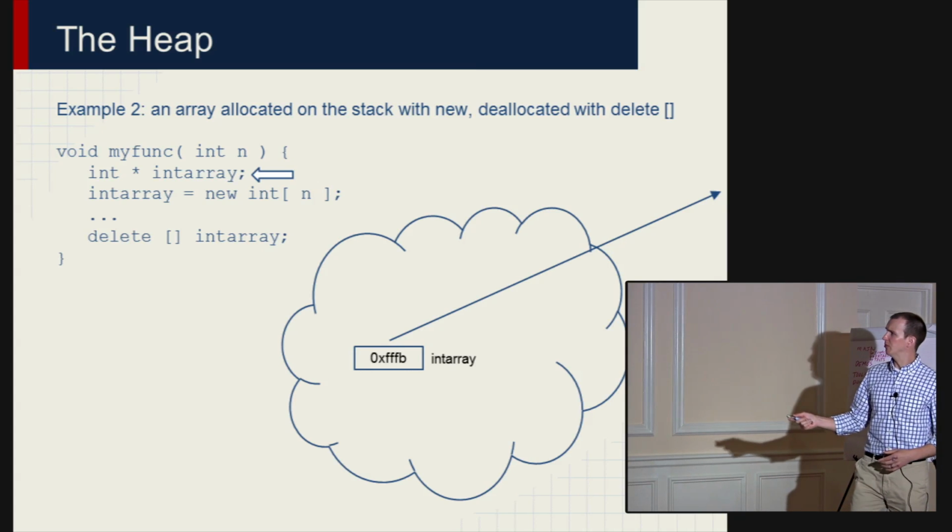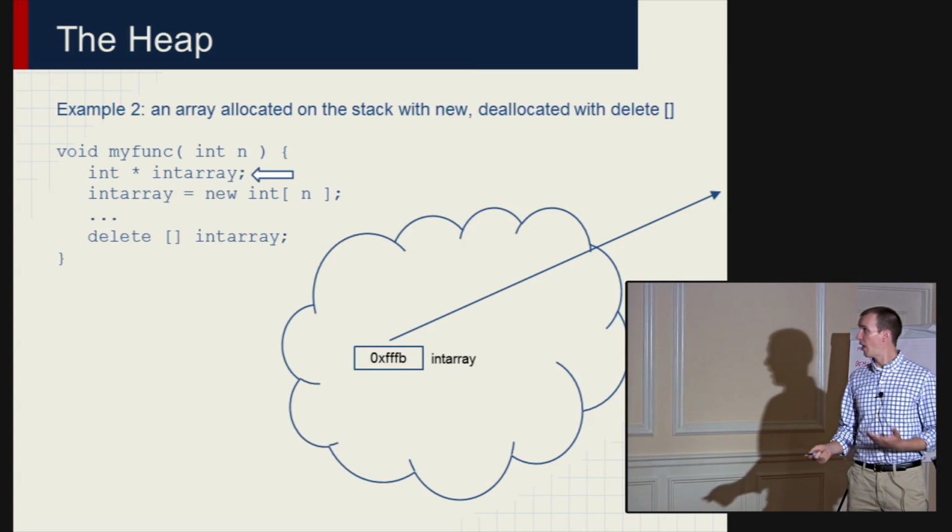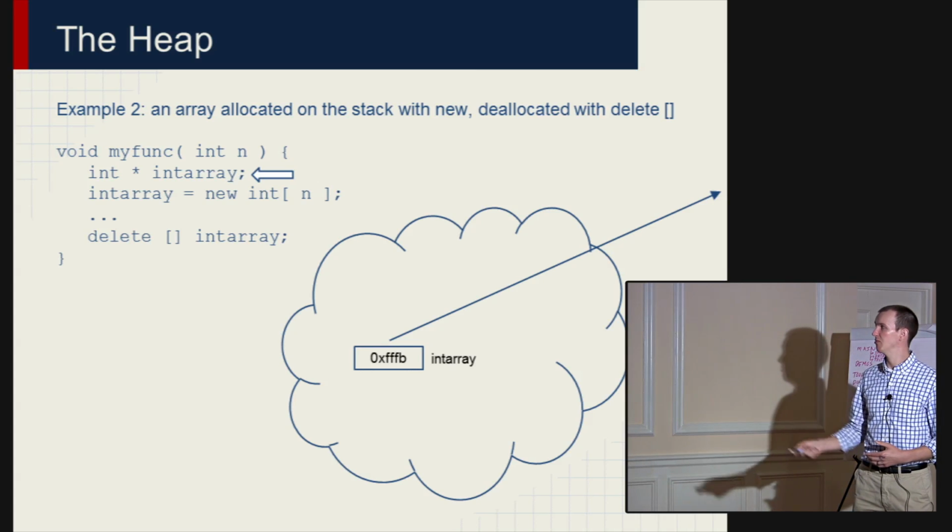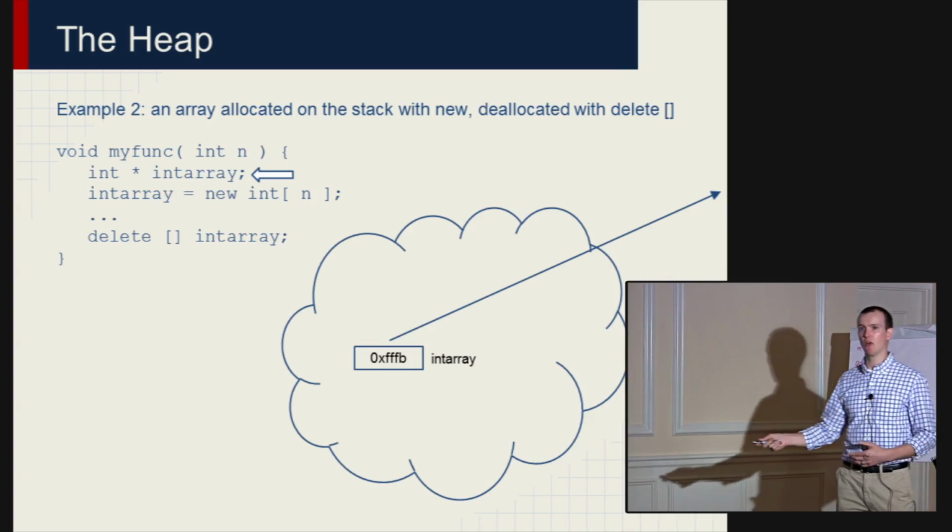All right, example 2: an array allocated on the heap with new and deallocated with delete, giving it these open and close square brackets.